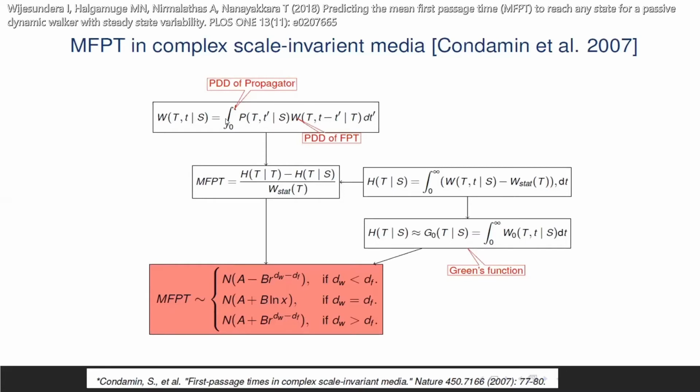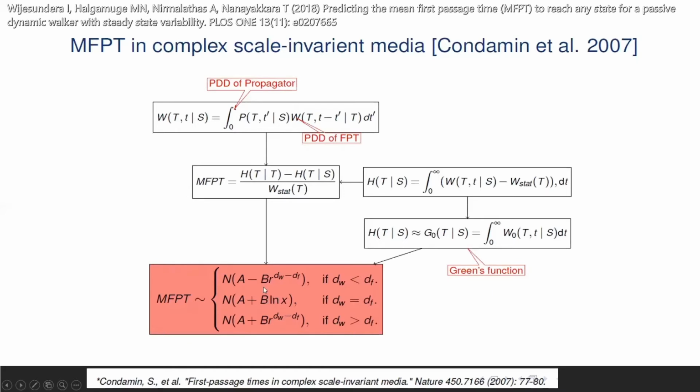Using this equation, they introduce a function h, which is the integral, as time tends to infinity, of the propagator's probability distribution minus the stationary probability distribution of that network. They have shown that h can be approximated by the infinite Green's function, which helps to solve this equation. Using that, they derive a precise equation to calculate the mean first passage time. The detailed steps of these derivations can be found in the cited article here.